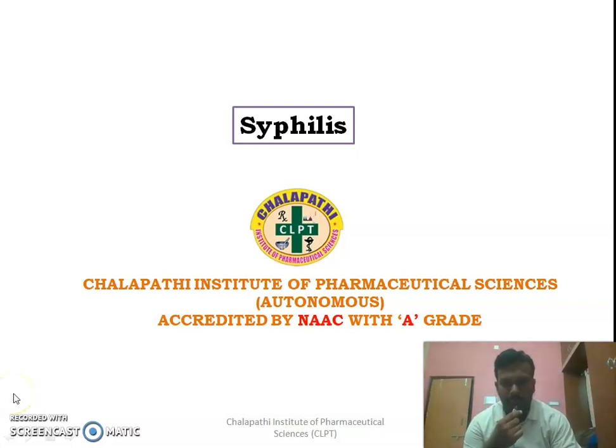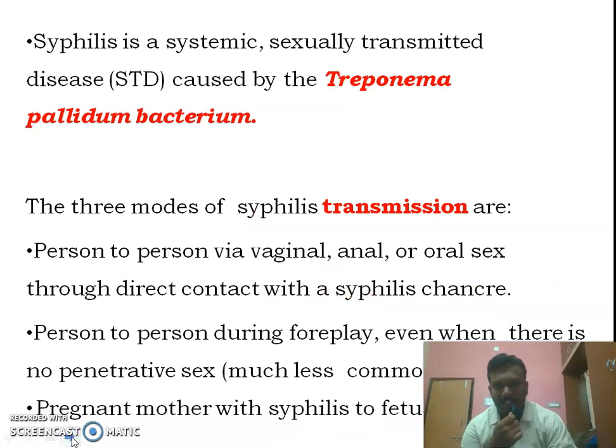Hello everyone. So today we are going to discuss the pathogenesis of syphilis, which is a sexually transmitted disease caused by a gram-negative bacterium called Treponema pallidum, which is also known as a spirochete. And there are three major modes of syphilis transmission.